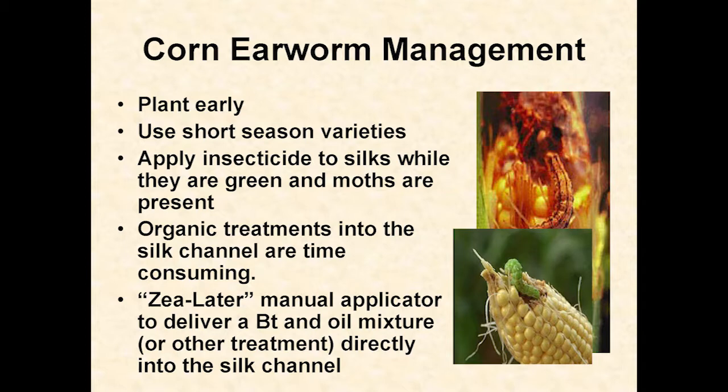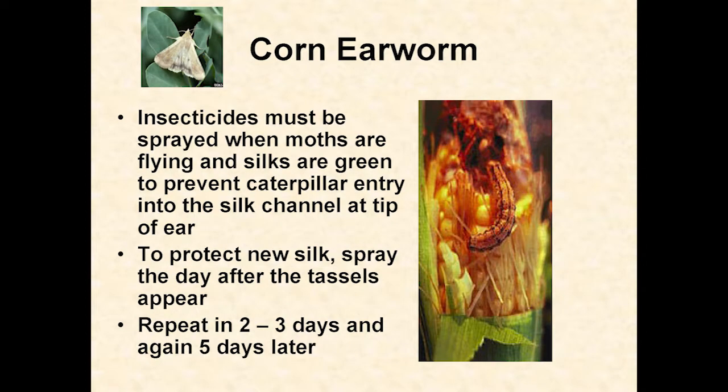Anybody ever try this thing called a Zeolator? A manual applicator where you go along and you squirt oil into each ear? Whew. It's a lot of work. But it is one of the organic options. Otherwise, we would be spraying at the time the moths are present and the silks are green. We often have to spray again, at least once. Okay? And how do you know if the moths are present? You could be using traps, or you could just take your pet.